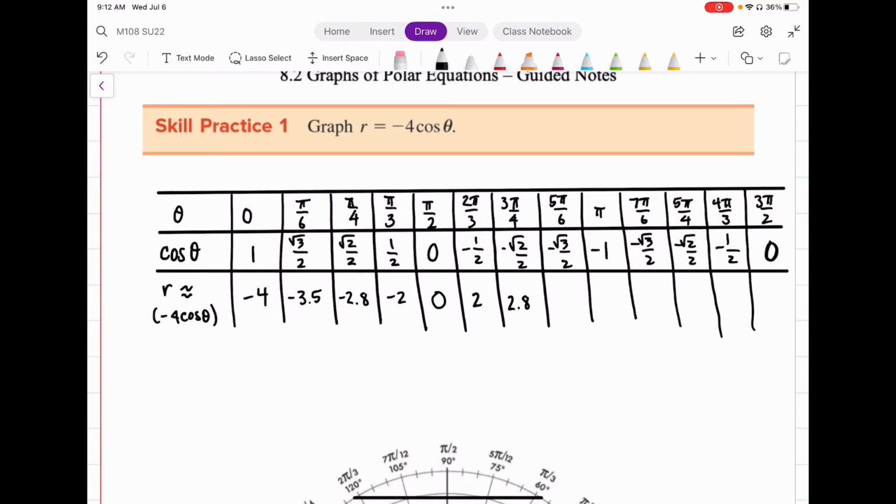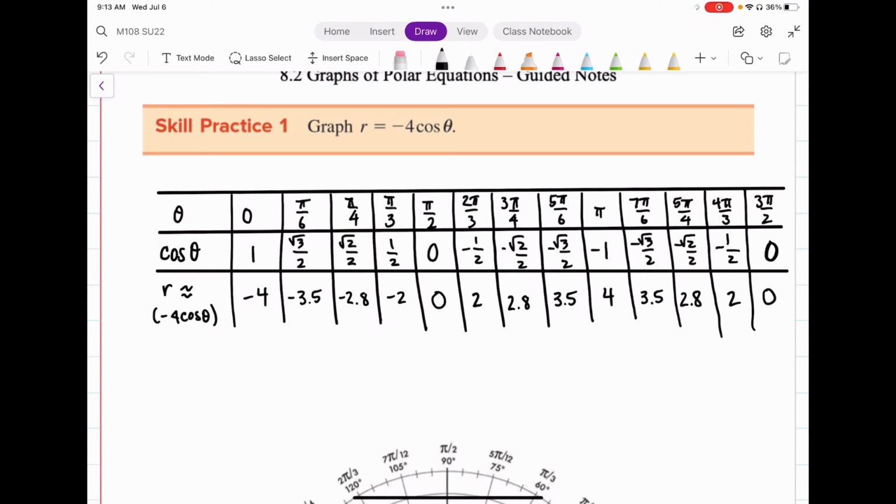Negative square root of 3 over 2 times -4 is +3.5. -4 times -1 is +4. And then we have the rest of these values in our chart already, and so they're going to cycle through. So again, negative square root of 3 over 2 times -4 is 3.5. Negative square root of 2 over 2 times -4 is 2.8. -1/2 times -4 is +2. And 0 times -4 is 0.